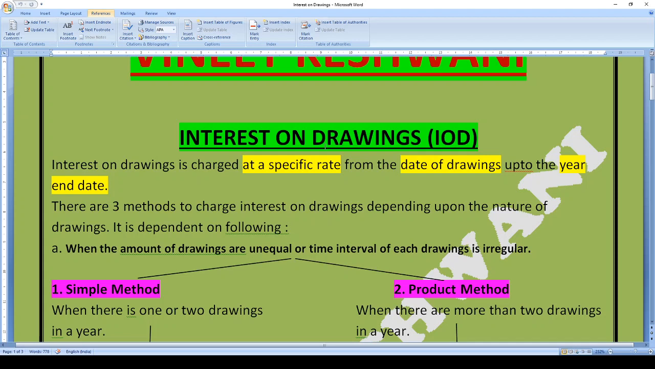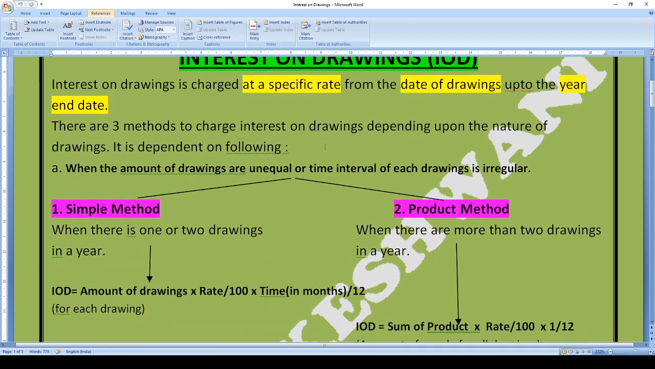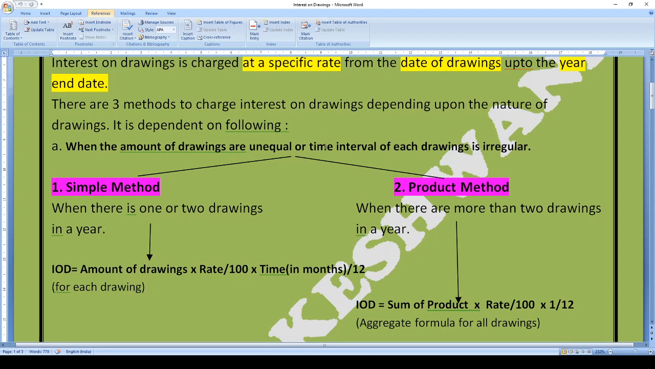Now there are three methods to charge interest on drawings, which depend upon the nature of drawing. There are three ways in which you can calculate interest on drawing, but each method is different from another. You have to first identify the problem, identify the nature of drawing, and then accordingly apply these methods.